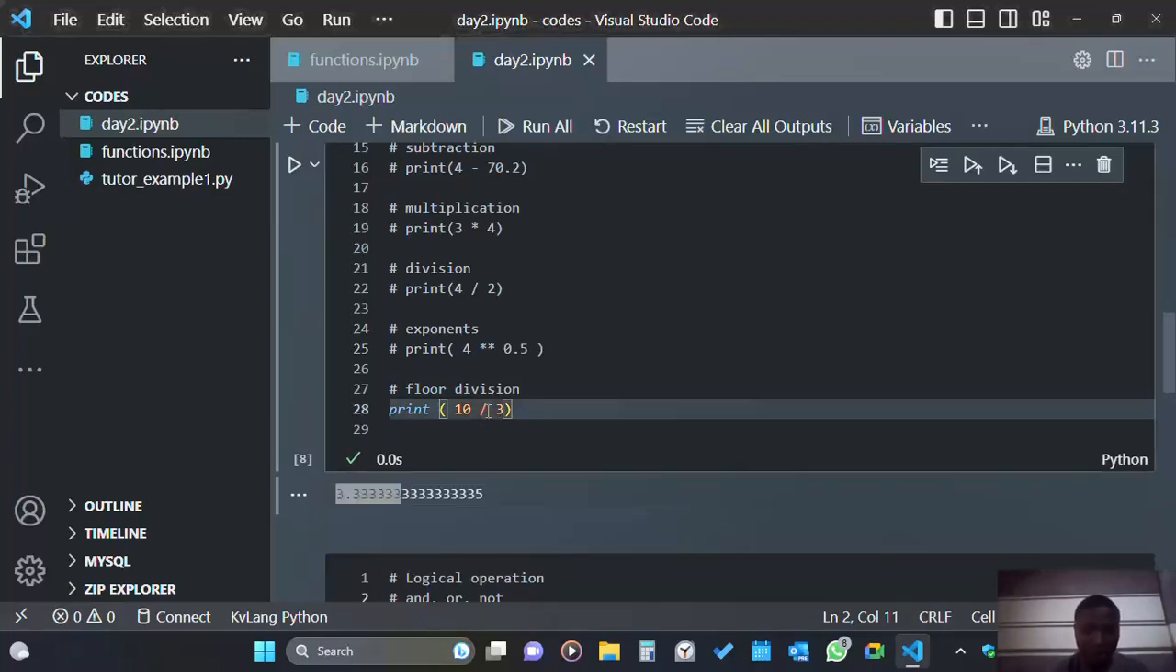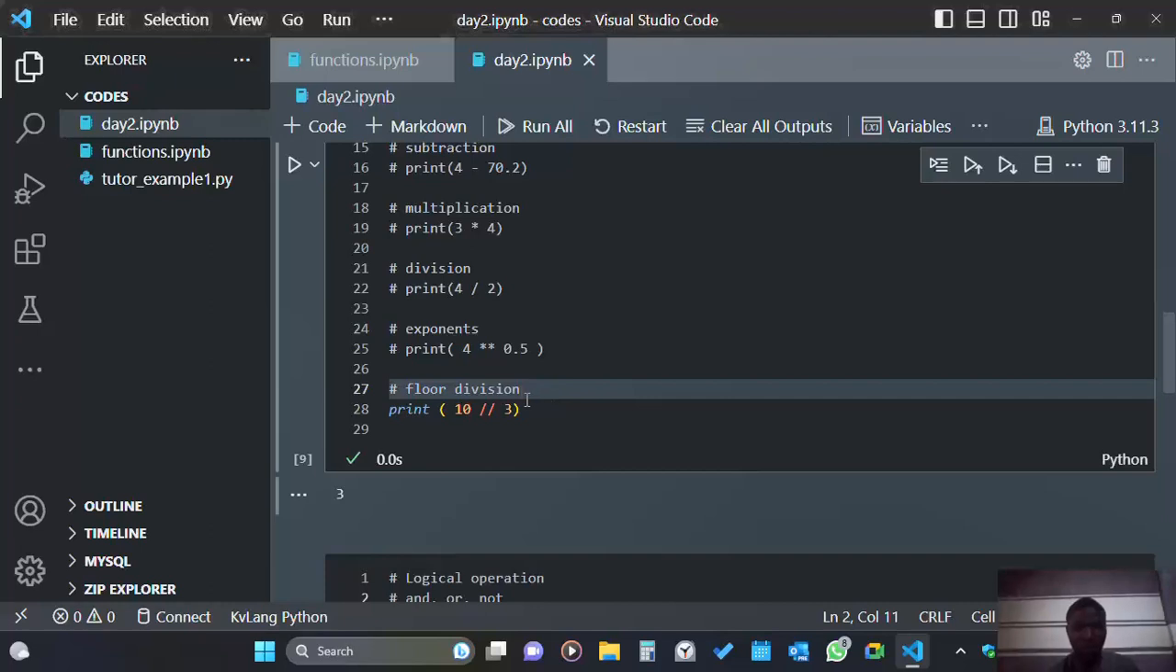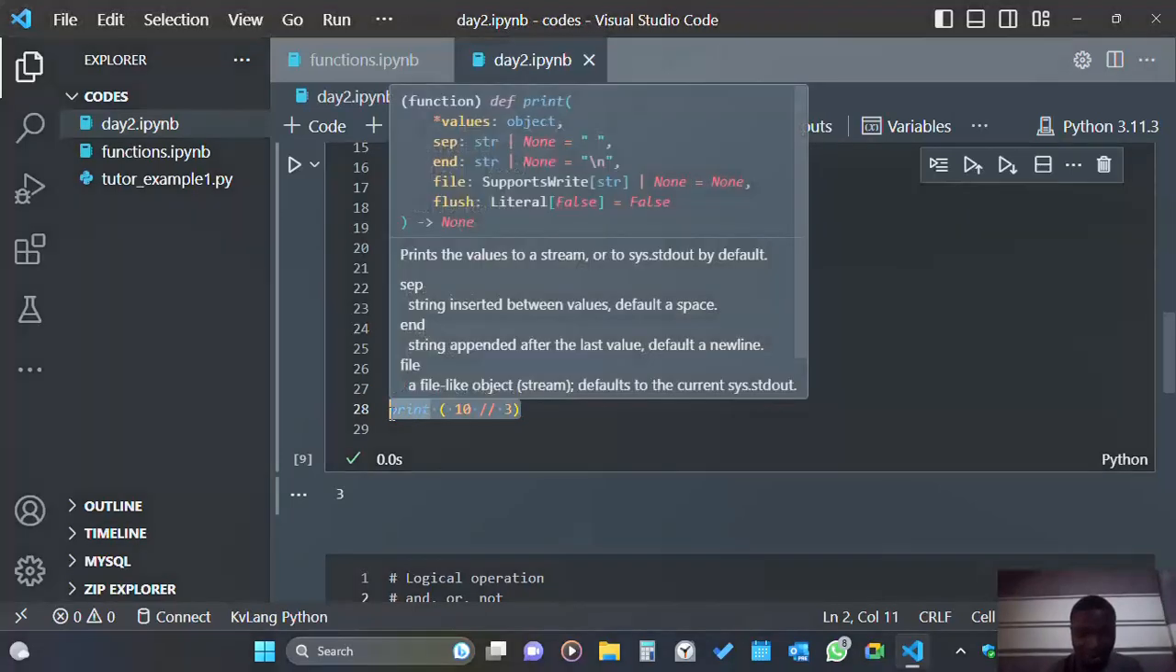Now if you tell the computer don't just do division but do floor division, that means you increase the number of division signs to 2. 10 floor divided by 3, the answer we are going to get is only 3. And the resulting answer is an integer. So let me show you an example. Let us look at a comparison example.